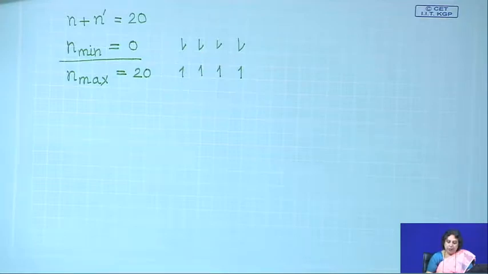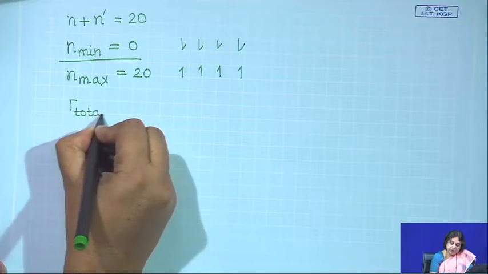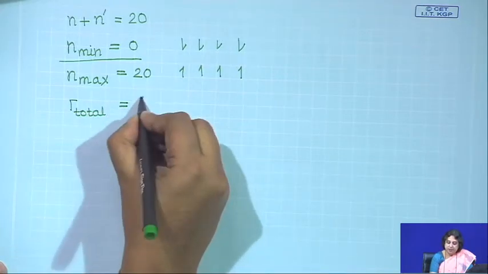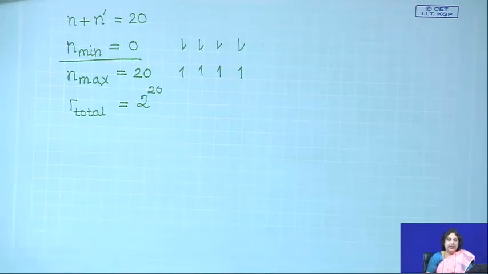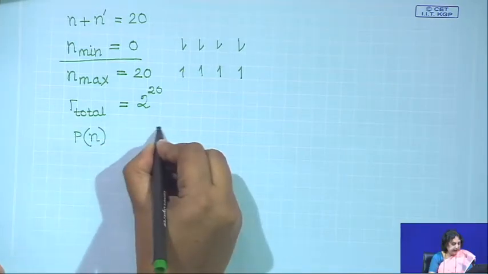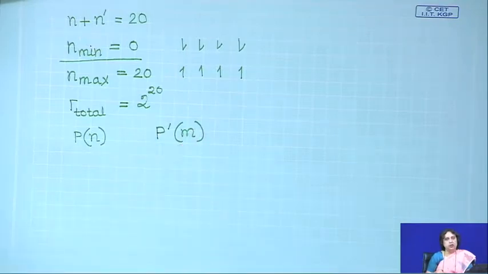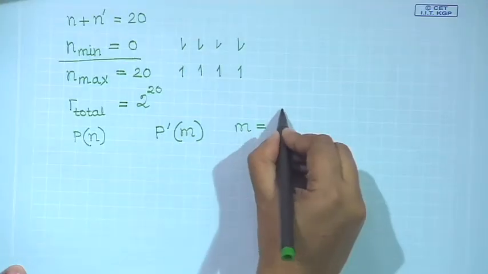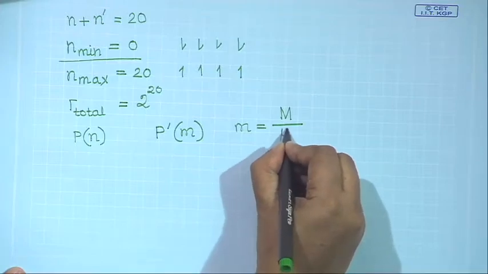Okay. Now, the question is, what is gamma total here? The gamma total now is going to be a much larger number, that is going to be 2 to the power of 20. Okay. And I can find out the probability associated with a given value of n, or equivalently I can find out the probability distribution for a given value of m, where small m is equal to capital M, the total magnetic moment of the system, divided by mu.